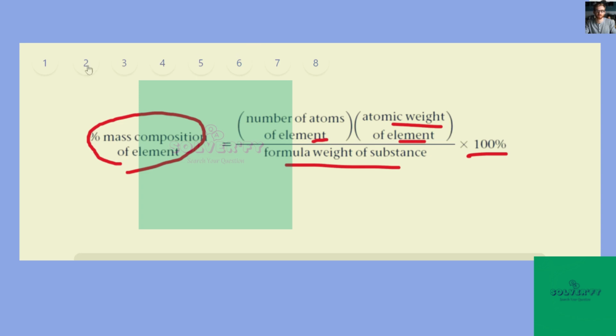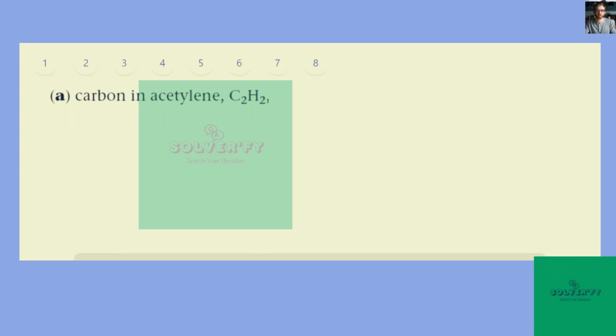So let's start with the first example we have here. In this case, we have to find the mass percentage of carbon in acetylene, which has a formula of C2H2. If we follow the formula directly, first we have to find the formula mass of C2H2. The formula weight of C2H2 is actually the sum of the atomic weight of each atom present here.